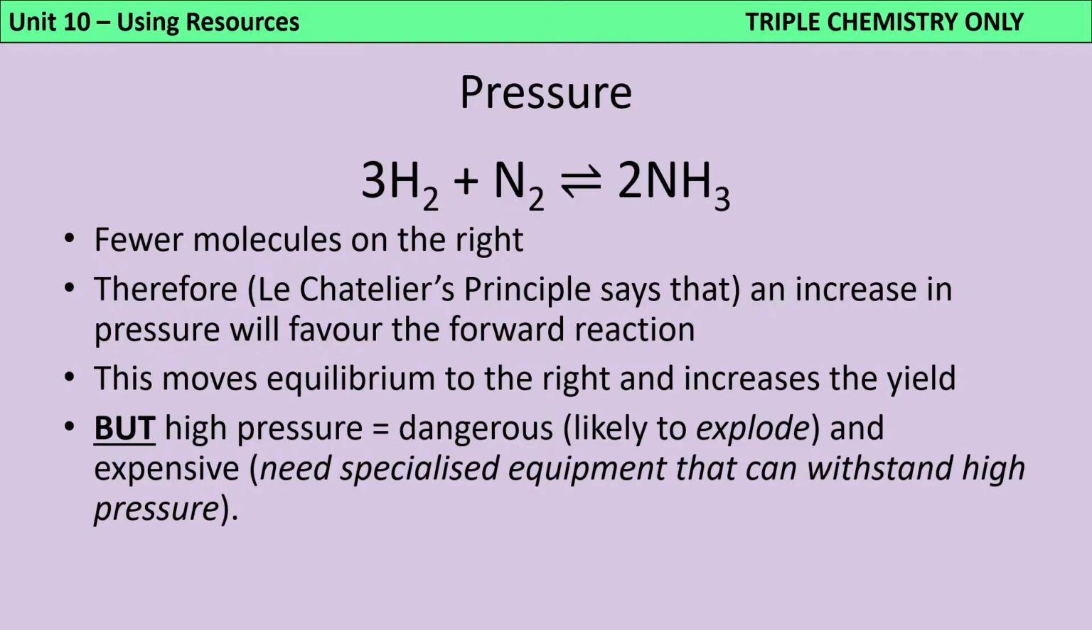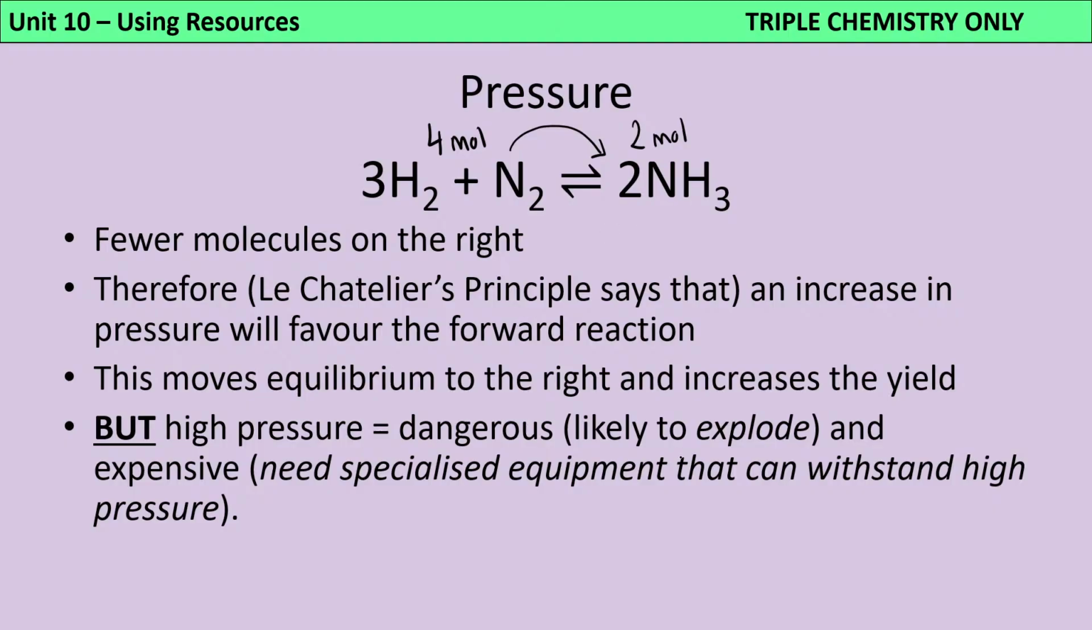If I look at my equation for the Haber process, I can see that on the left-hand side, I've got 5 moles of gases, and on the right-hand side, I've got 2 moles of gases. So therefore, if I increase the pressure, to decrease the pressure, I'm going to favour the forward reaction. So high pressure is also going to give me more yield.